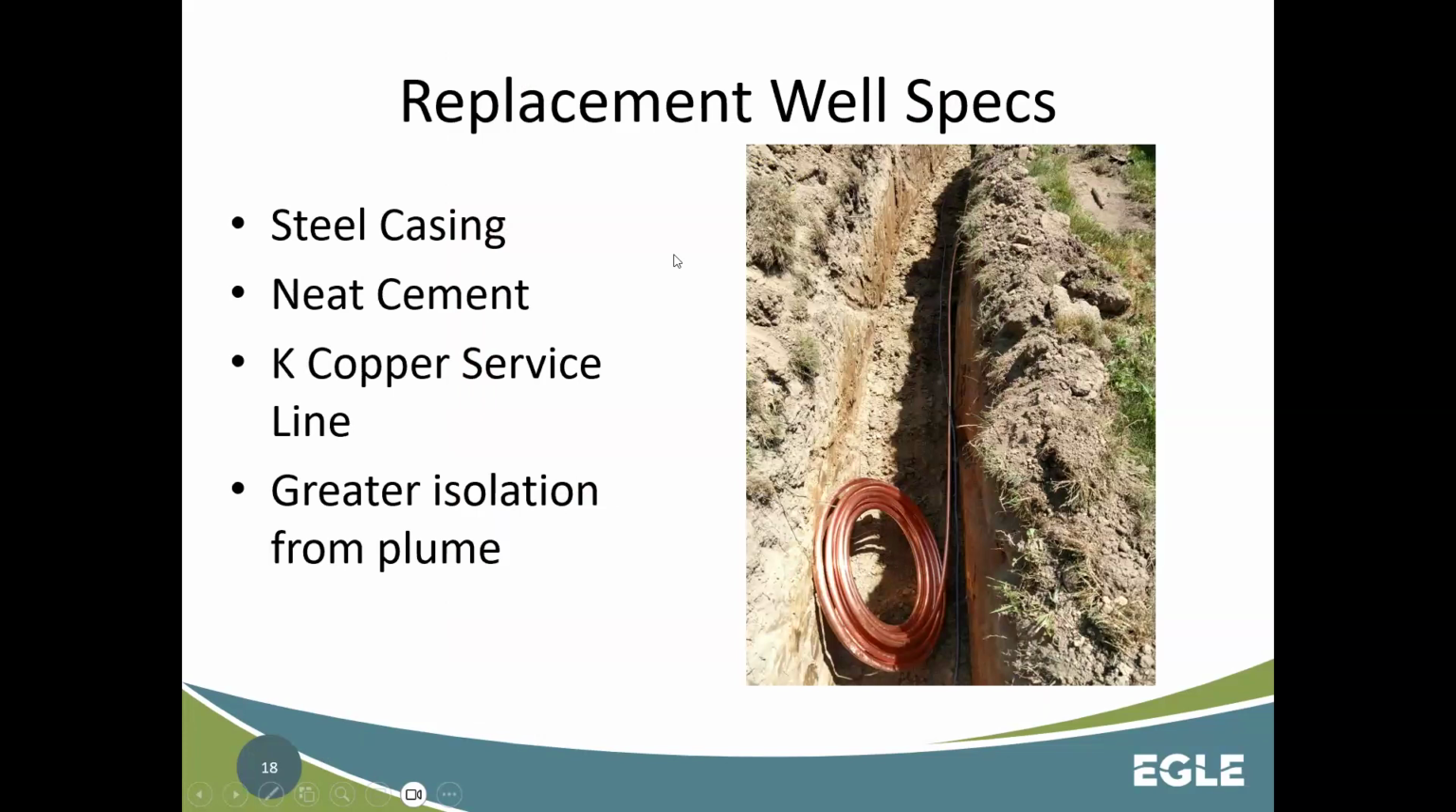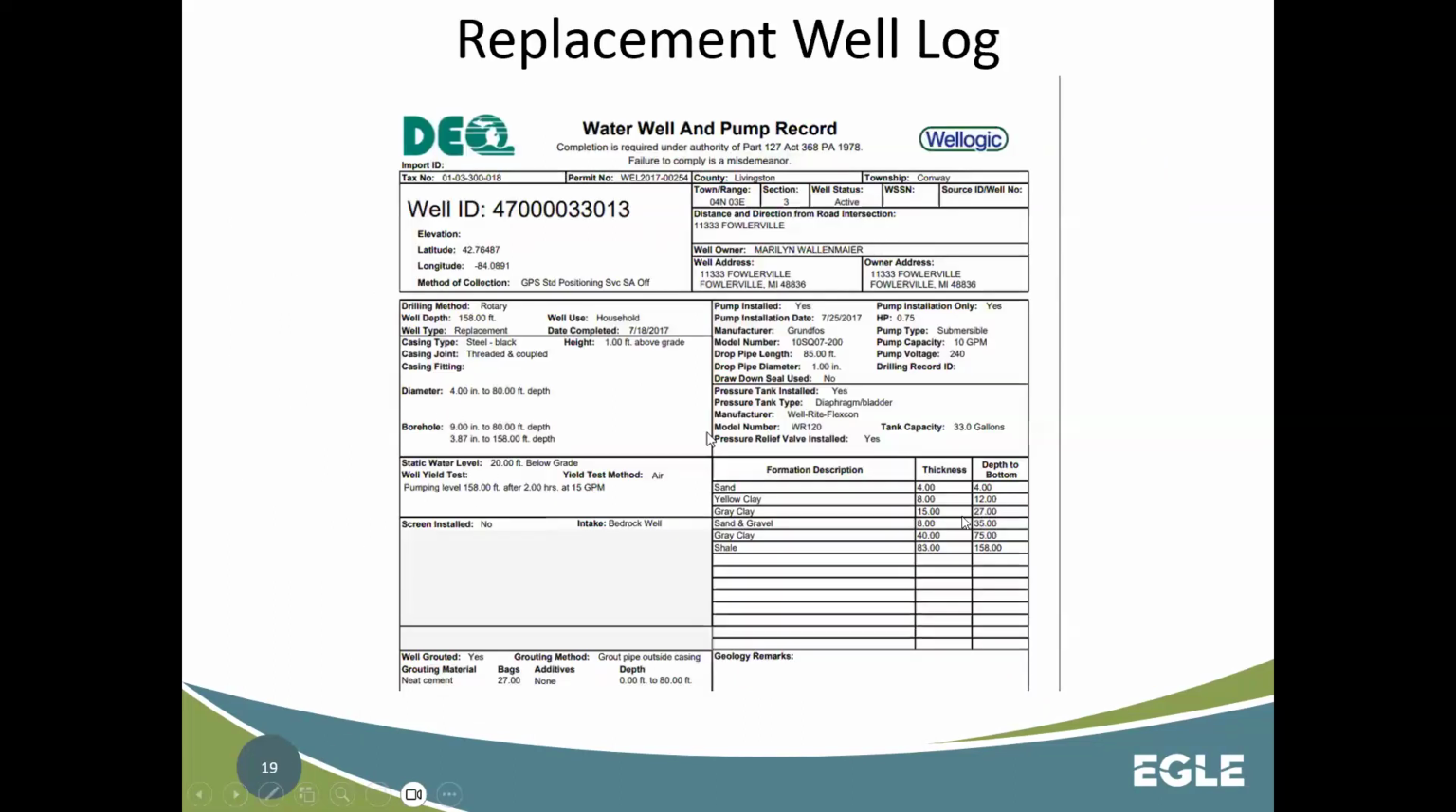So as mentioned, with the well specs, because it was TCE, we used steel casing and neat cement, and a K-copper service line because the contamination was a little shallow, and we attempted greater isolation from the plume with that well location. And this is the replacement well log. So as you can see, we went deep through clay and it was successful. We achieved potable water, and I think we can be comfortable knowing that that well will be safe going into the future.